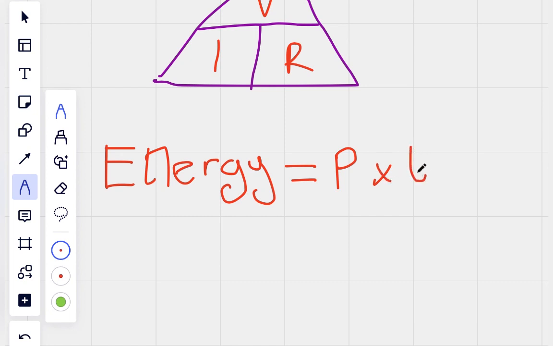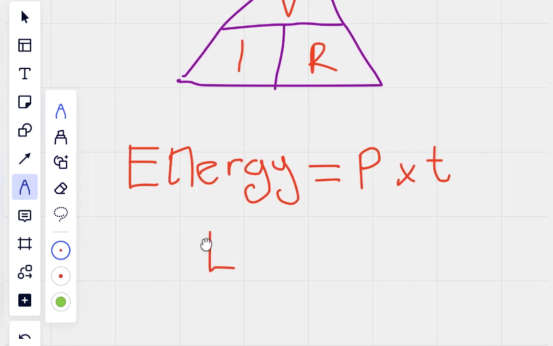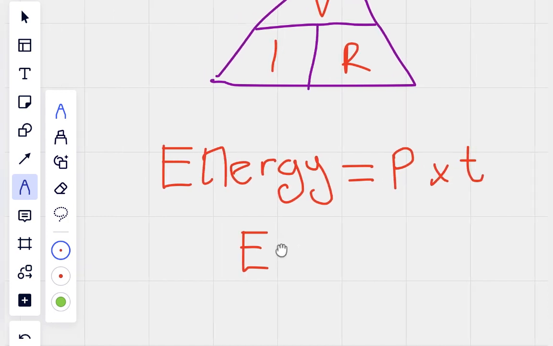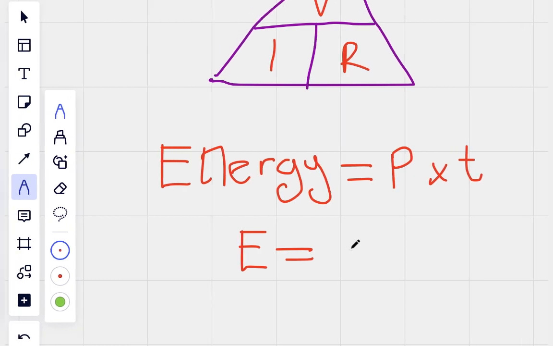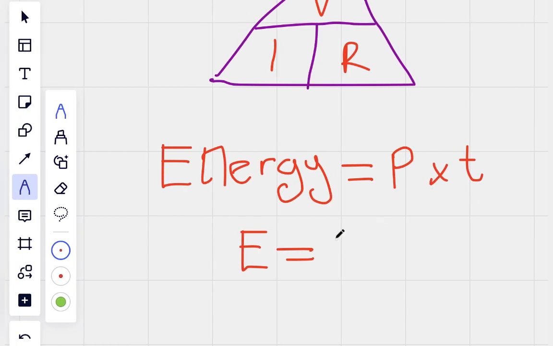Now electrical power is simply represented, so I use the symbol E for energy. E is equal to power. Now we're going to represent the power in electrical form. Power is what? Current times voltage. The current I multiplied by the voltage. Current times voltage, that's power. Then multiply by time. This power multiplied by time gives us what we call the electrical energy formula.